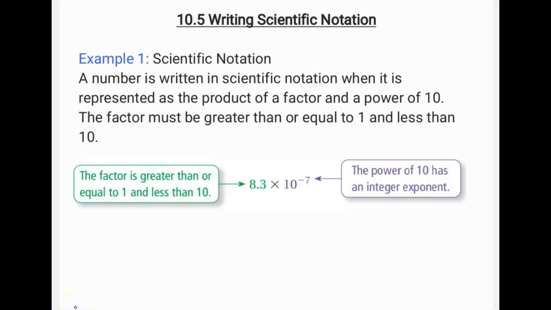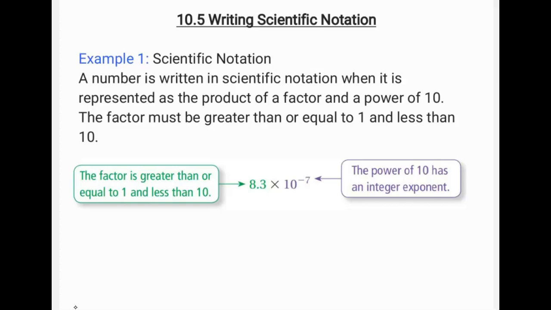This lesson's on 10.5, writing scientific notation. So, example 1: a number is written in scientific notation when it is represented as a product of a factor and a power of 10. We have an 8.3, which is a factor. We have times 10, and the power of the base 10 is negative 7.